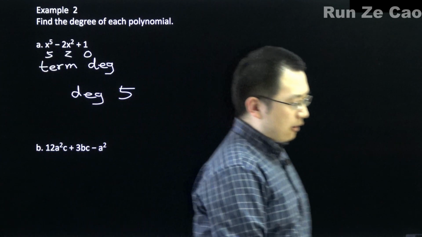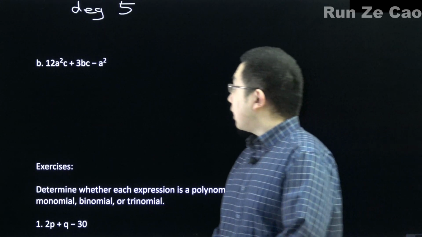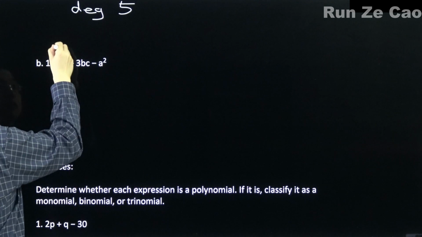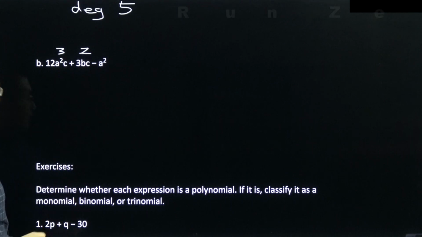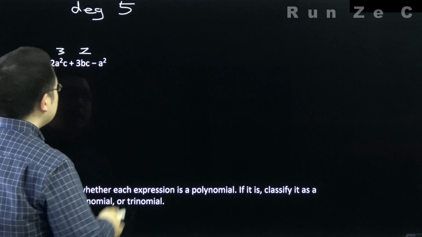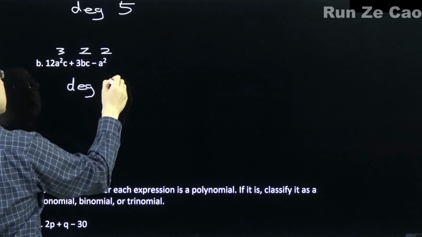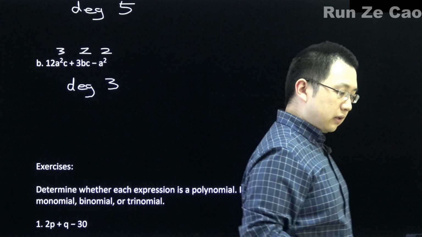Okay, now how about this one here? Well, the term degree here is 3, and this one has degree 2 because b and c each have 1. And this one is also 2, so the degree of the polynomial is 3.